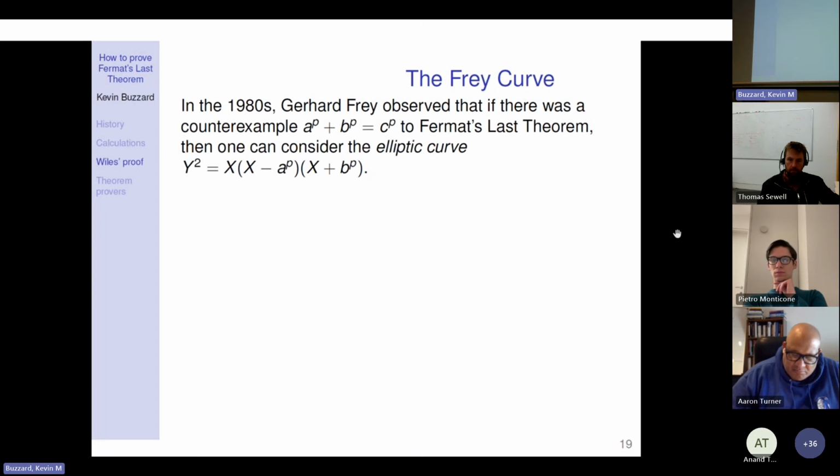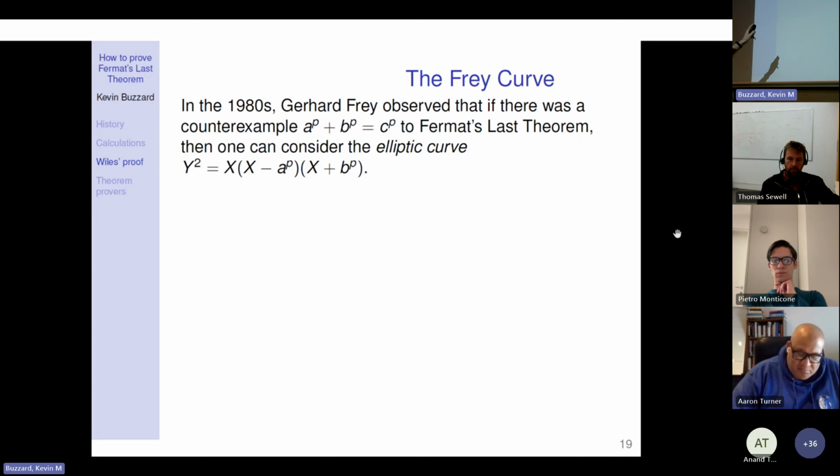So in the 1980s, there was this revolution, this observation of Frey. So now we're going to do something completely different. This is the proof that works. So n is a prime number. Let's say we've got a counterexample, a to the p plus b to the p equals c to the p. Then we can make an elliptic curve.